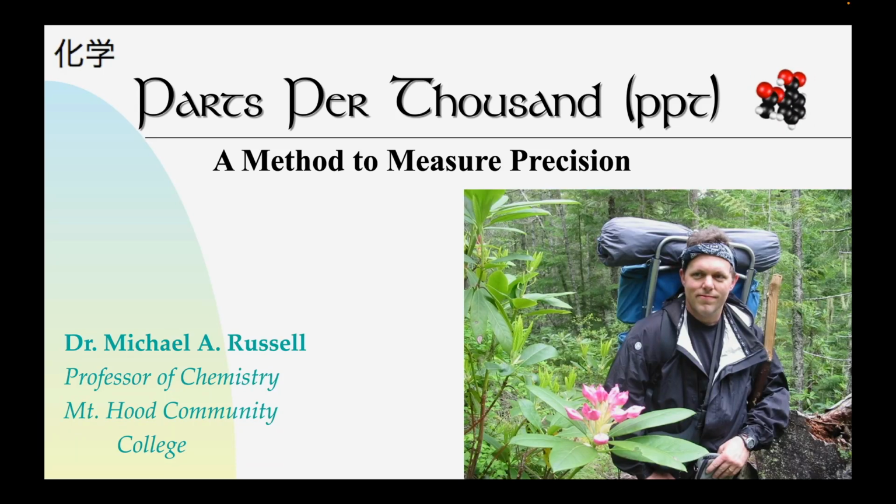Greetings and welcome to an introduction to parts per thousand, PPT, which is a method we're going to use in Chem 221, Chem 222, and/or Chem 223 to measure precision. And precision is how close your measurements are to each other. So parts per thousand is really useful to scientists.